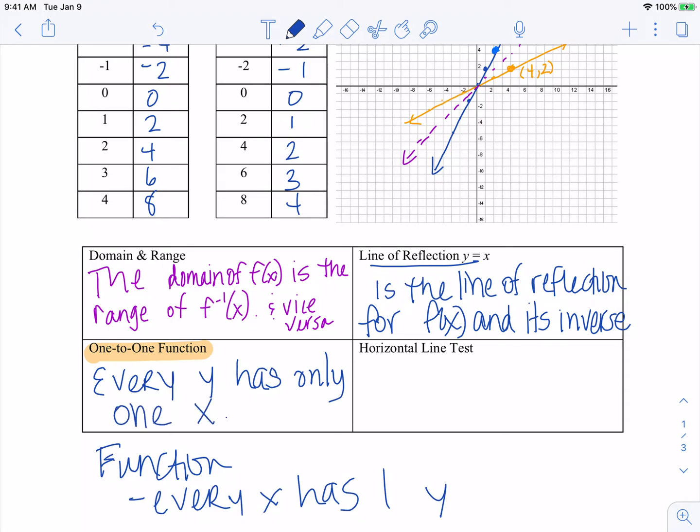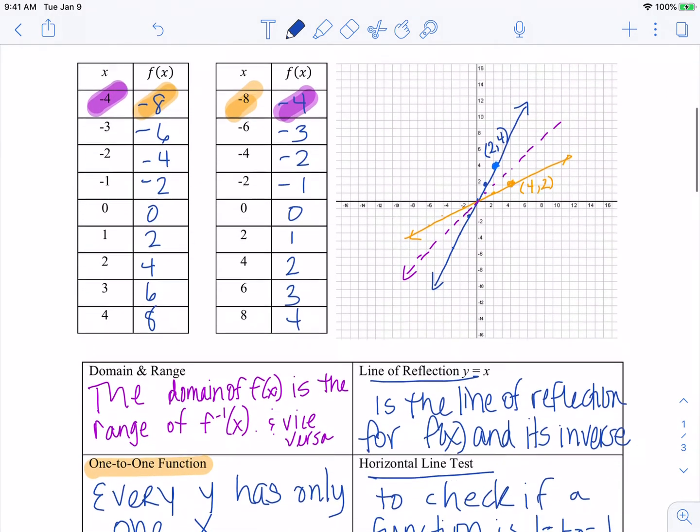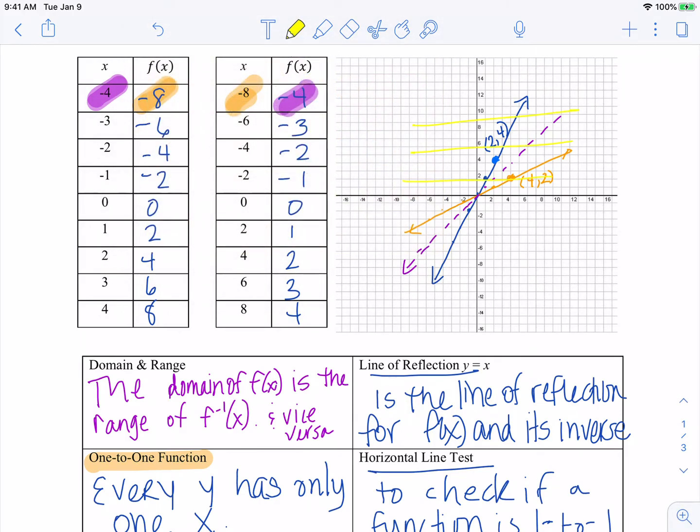Okay, so when we tested for a function, remember we had the vertical line test? And we would check if every x had one y. Well, we could use the horizontal line test to check if a function is 1-to-1. So just looking at this function up here, we can actually see that when we draw horizontal lines, it only touches the function once. So that means every x has only one y, and every y only has one x.